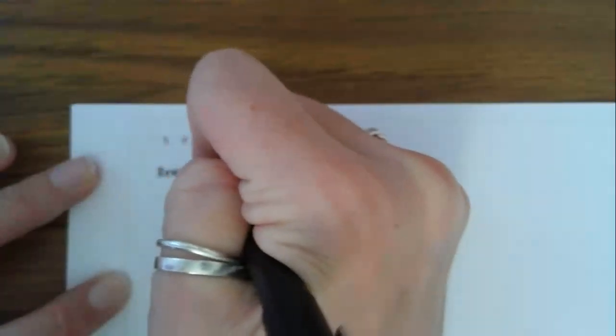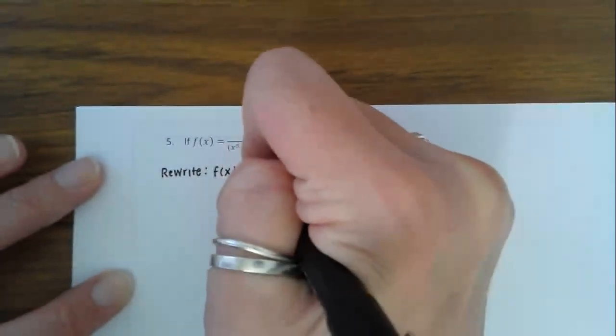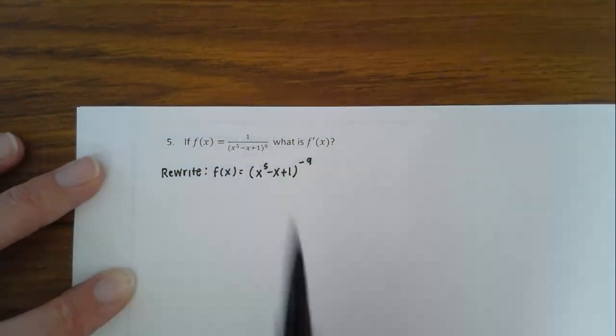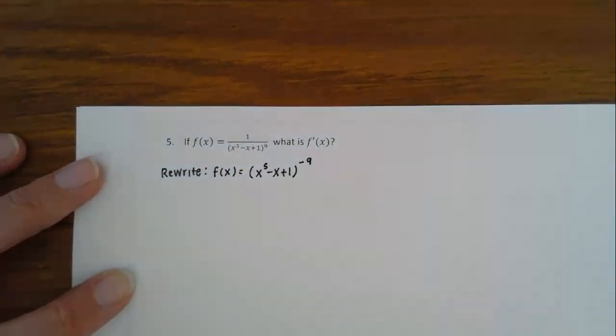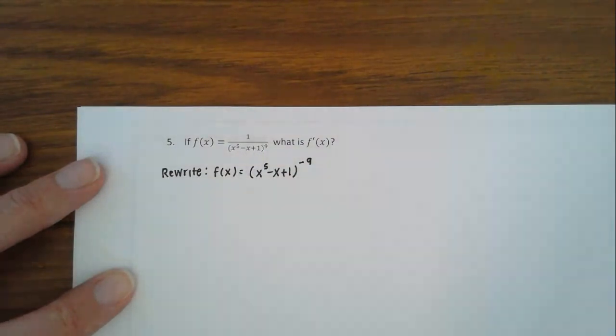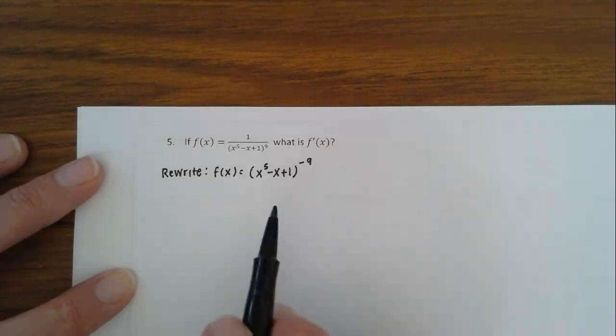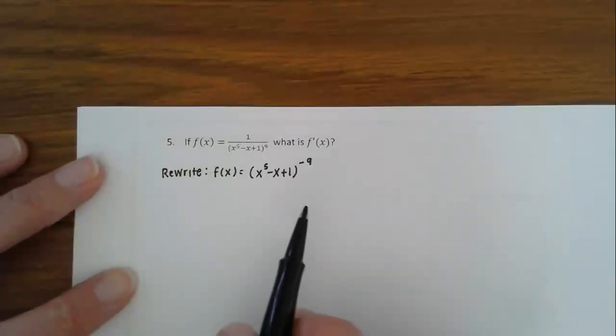as f of x is equal to the quantity of x to the fifth minus x plus 1 raised to the negative ninth. So basically what that negative is doing is moving that up to the numerator with that negative exponent. The reason that I like doing this is because that simplifies my work so much more than actually having to use the quotient rule here.